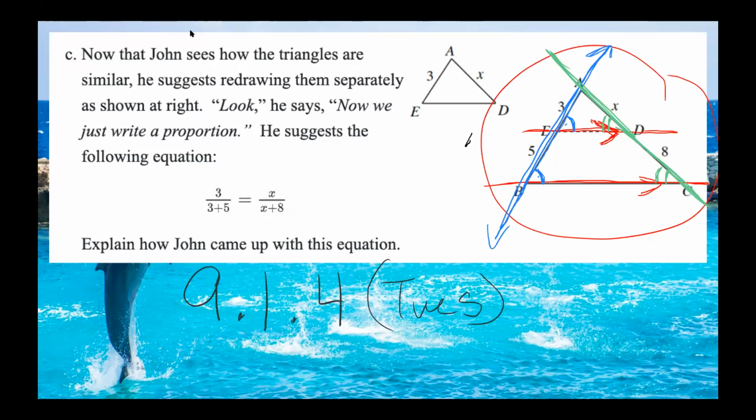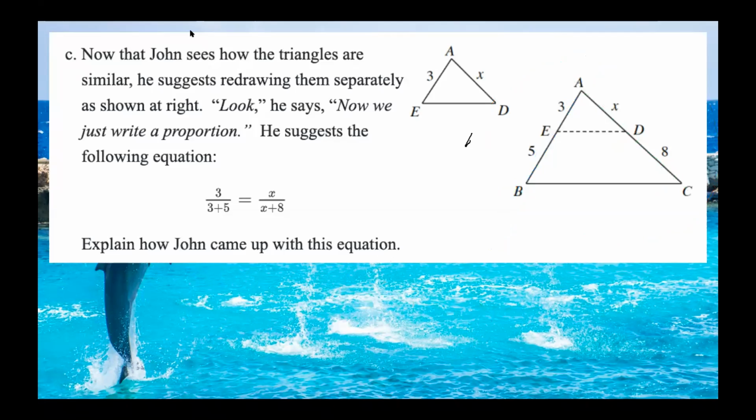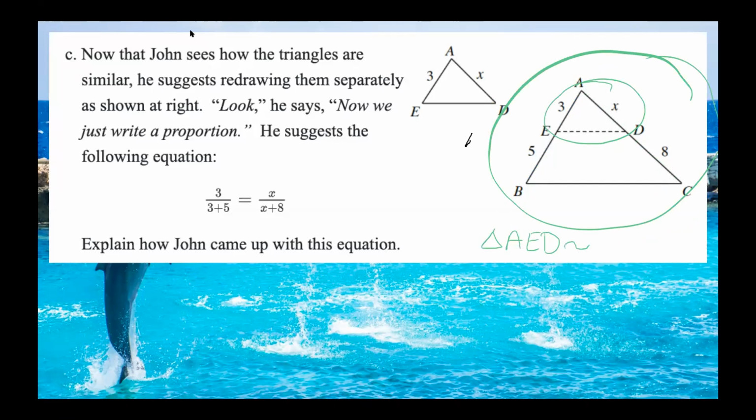So that means the smaller triangle, let me erase this stuff now. That means the smaller triangle here is similar to the larger triangle by angle similarity. And you can write that out with the triangle. You see triangle AED is similar to triangle ABC. And now that we know that these 2 triangles are similar, we can actually break them apart. So I'm going to do that now.